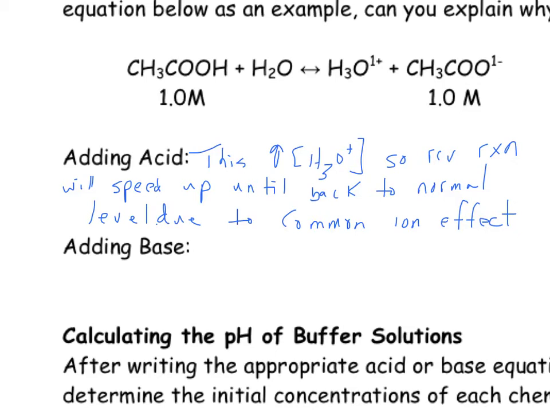By adding a base to our buffer system, we are essentially adding OH minus ions. These react with hydronium ions, making the concentration of H3O plus go down. Due to the common ion effect, this will create a Le Chatelier shift to the right. The reverse reaction will go slower because it has less reactants, until the forward reaction has replaced the H3O concentration that was removed by the base.